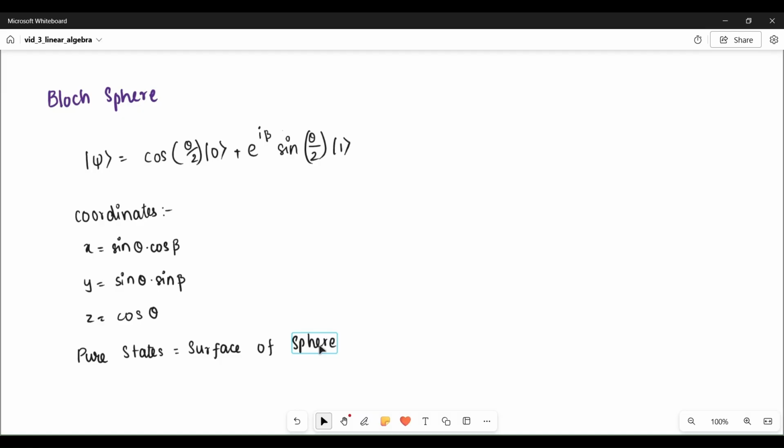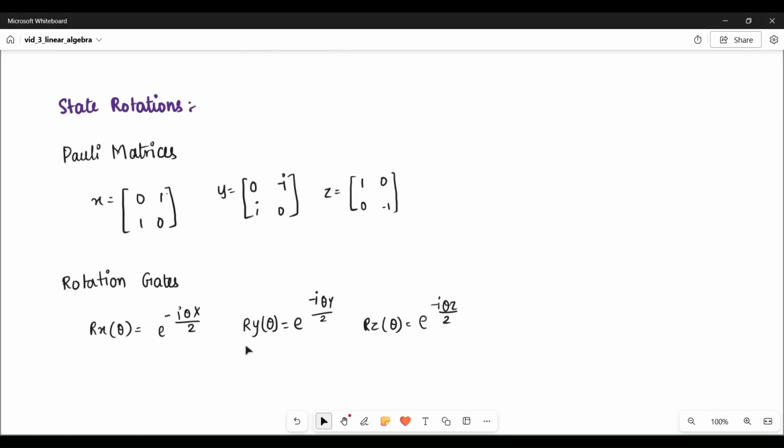Now let's see about state rotations. We have Pauli matrices and rotation gates. To manipulate quantum states, we apply rotation gates. Pauli matrices X, Y, and Z define the axis of rotation of the Bloch sphere. We then define rotation operators. Rx(θ) rotates around the x-axis, Ry(θ) around y, Rz(θ) around z. These gates are key components in quantum circuits, letting us move states around the Bloch sphere.